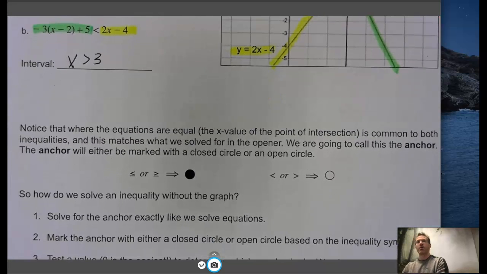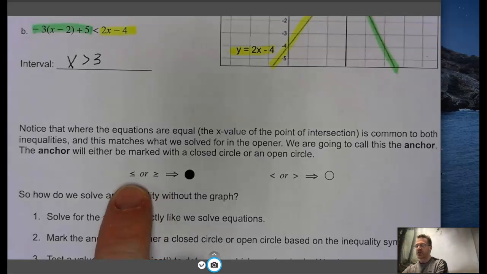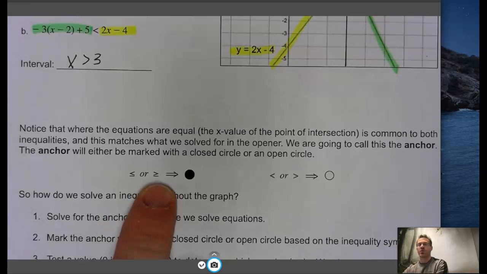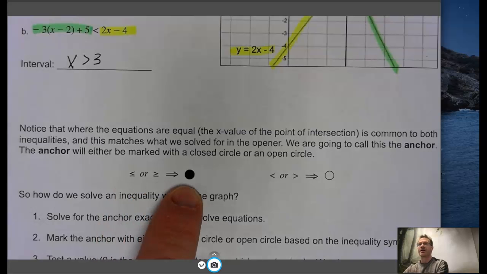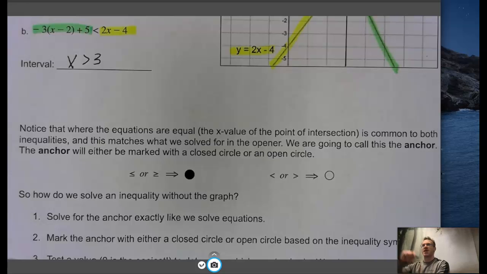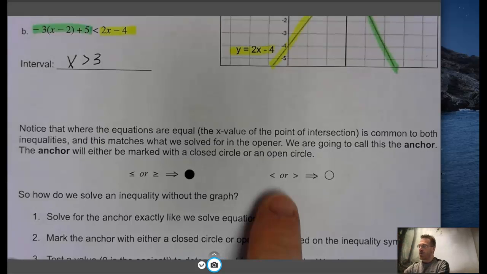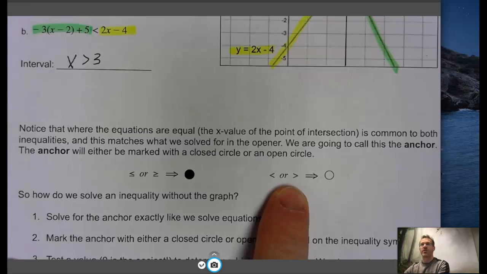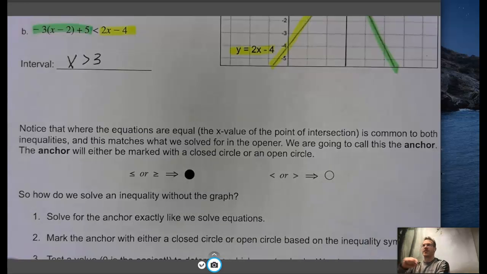Now, just like what we did with lines, we have solid lines and dashed lines. Well, when we do what we're going to do today, we're going to have solid marks or open marks on our anchor. So when we have a less than or equal to or greater than or equal to, we're going to mark our anchor with a solid dot, in the same way we drew a solid line. Okay, when we have less than or greater than, we're going to mark our anchor with an open circle. That's going to be compared to the dashed line that we did.